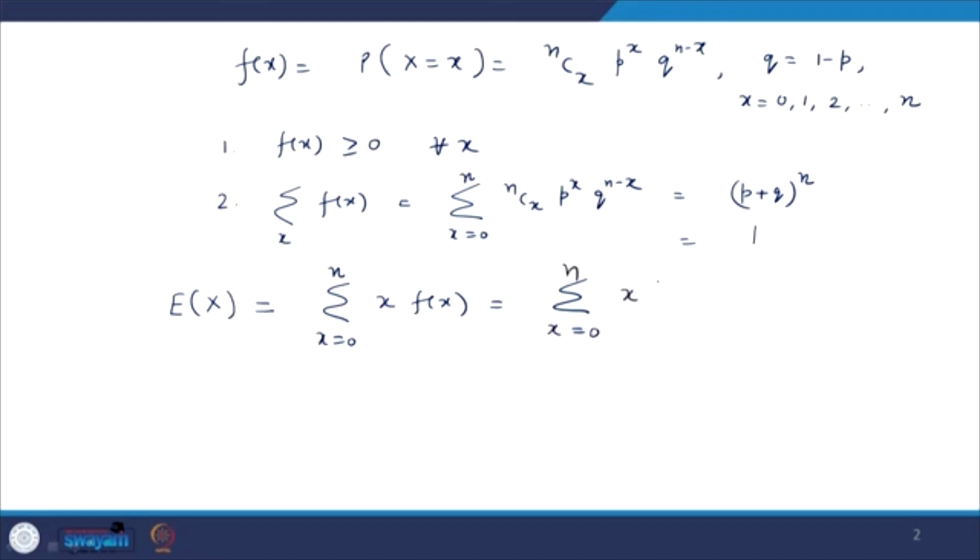So, this is x, this is nCx p raised to power x q raised to power n minus x. So, let us try to compute this value. Let us expand (p plus q) whole raised to power n. This is nothing but summation x varying from 0 to n, nCx p raised to power x q raised to power n minus x.